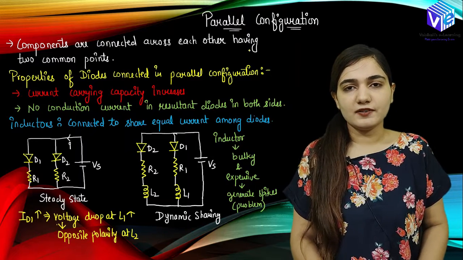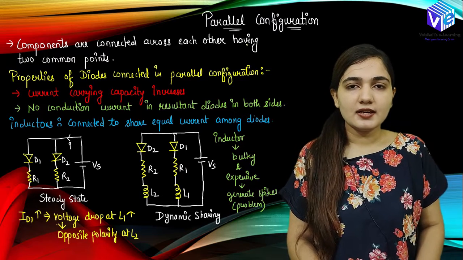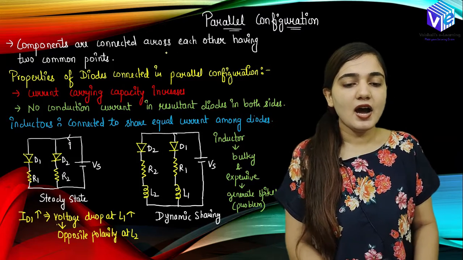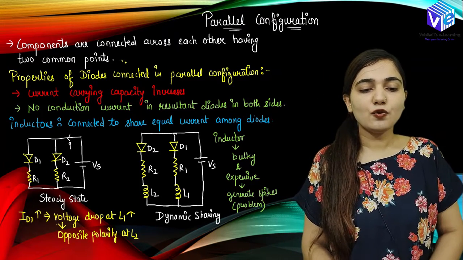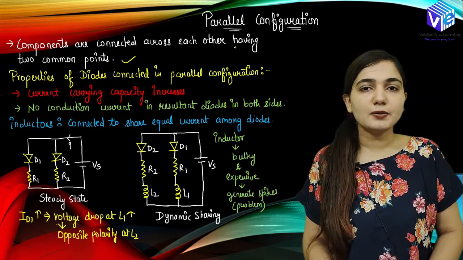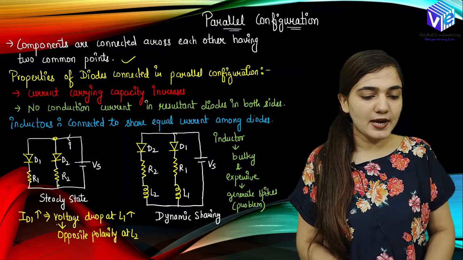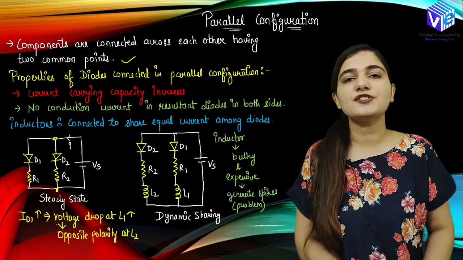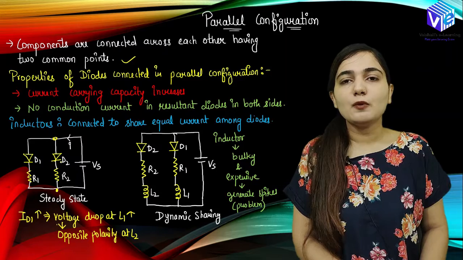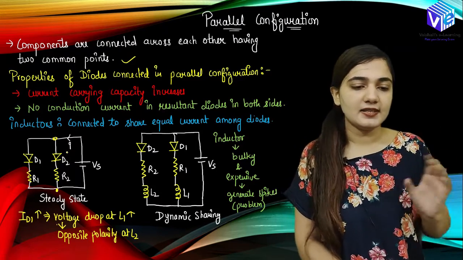So what is a parallel configuration? The diodes, as the name suggests, are connected in parallel in the circuit. Components are connected across each other, having two common points. Like in the series configuration, we had only one common point where they were connected. Here we will have two common points. You can see at this point as well as at this point the two diodes are connected, but in the series configuration, the two diodes were connected at only one common point. This is how you can differentiate between the parallel and the series configuration.